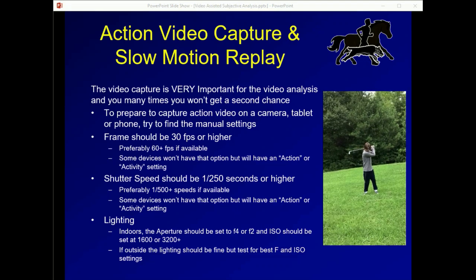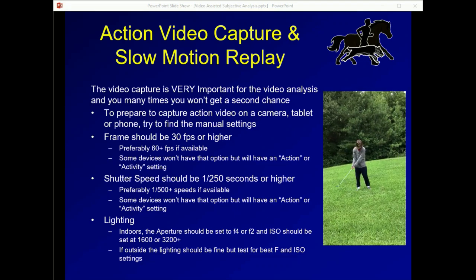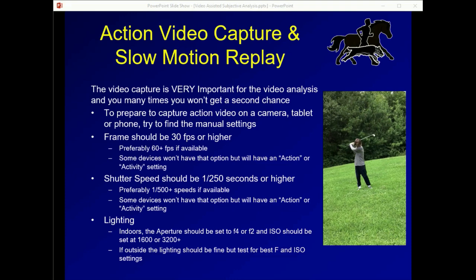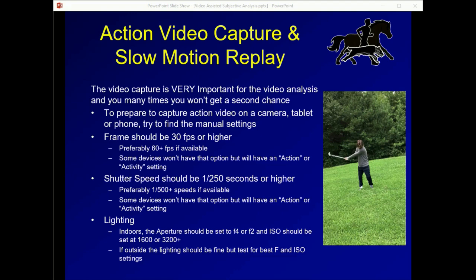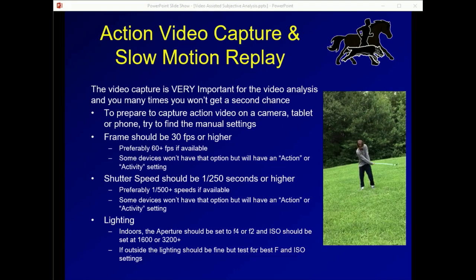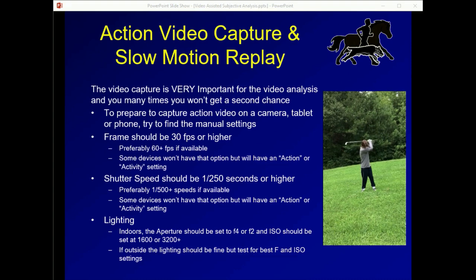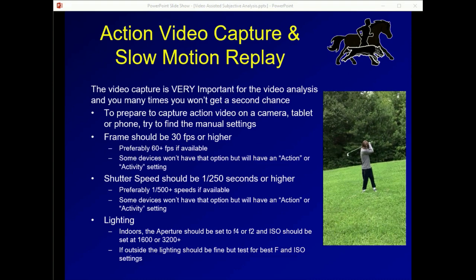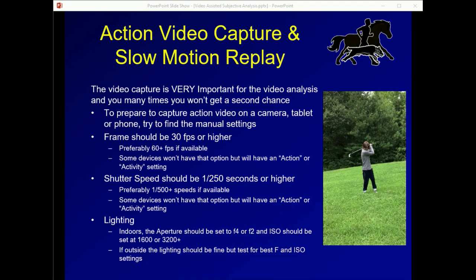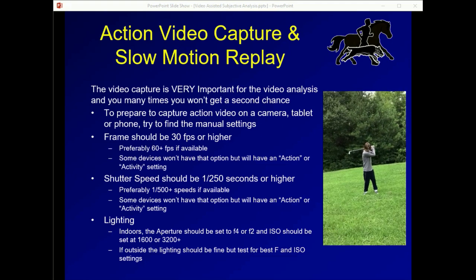The frame rate should be 30 frames per second or higher, preferably 60 plus if available. Some devices won't have that option, but will have an action or activity setting. The shutter speed should be 1/250th of a second or higher, preferably 1/500th if available. Again, some of these devices won't have that, but may have an action or activity setting that you can use.